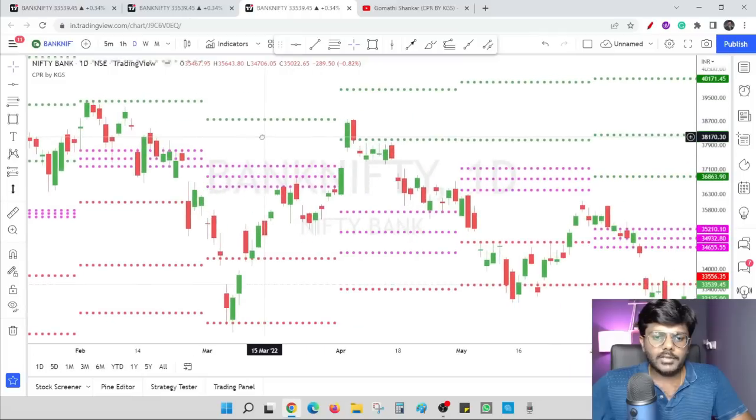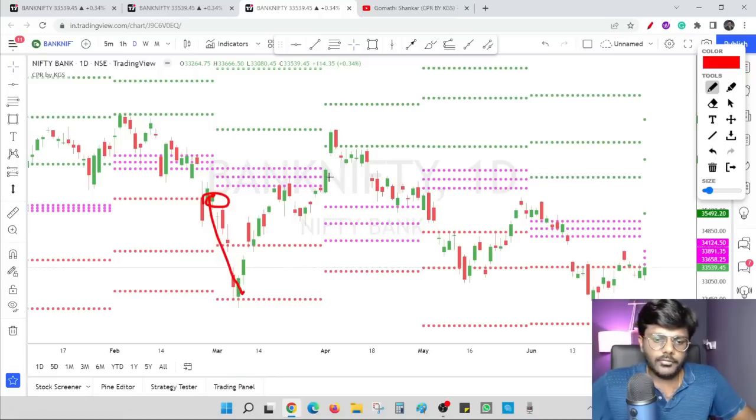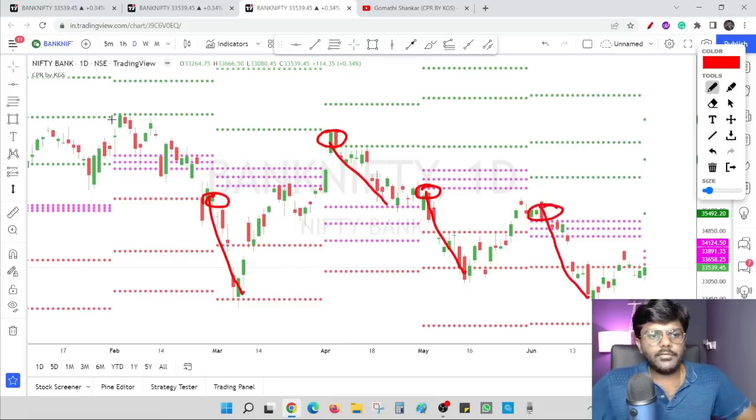In the month of March, the prices were trading below monthly CPR levels. In April, the prices were trading above R1 and they came towards monthly CPR. Again, in May, the prices were below monthly CPR and they came down. And once again, in June, the prices were above monthly CPR and the prices came down. So if we observe the market right from February, the prices have been stumbling towards the downside. The market was weak across the globe.